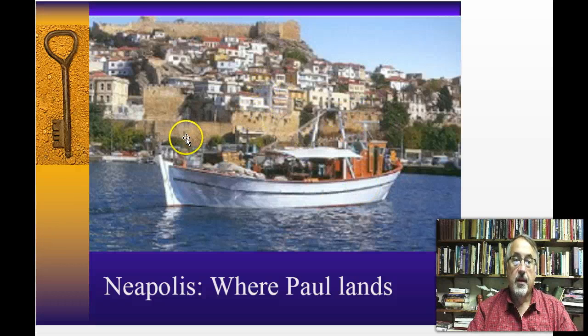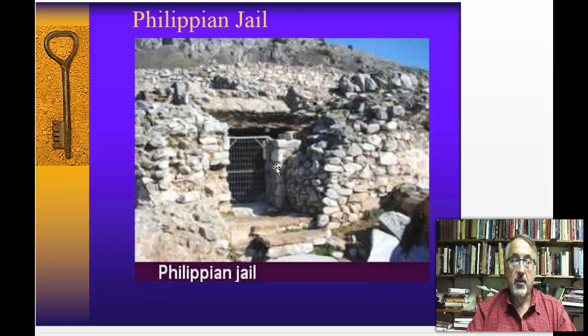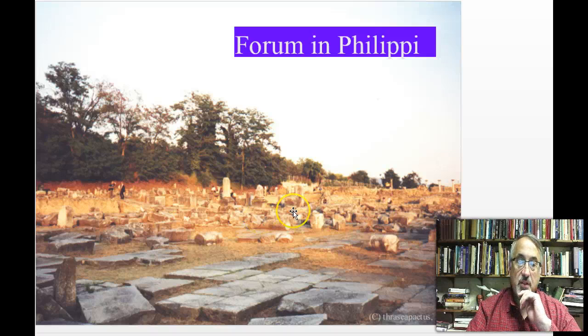Here's another view of it. And from here, he picks up the Ignatian Way, or the Via Ignatia. And you can see it here in different parts. From here, he would have traveled all the way to Thessalonica, which is called Thessaloniki today. When he gets near Neapolis, he is at Philippi, and there is a place that's called the Philippian jail, where St. Paul was held. There's also the forum here. This is probably where Paul was arrested and taken in and thrown into the jail. So there's plenty here to see.